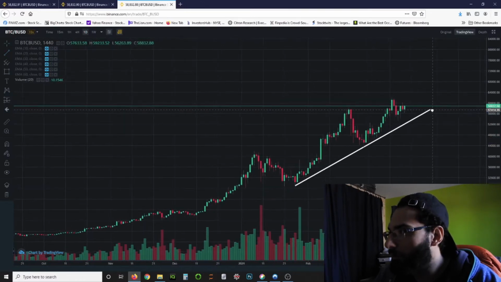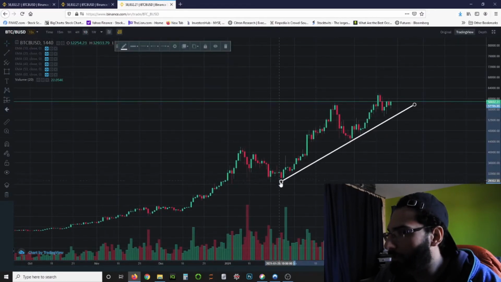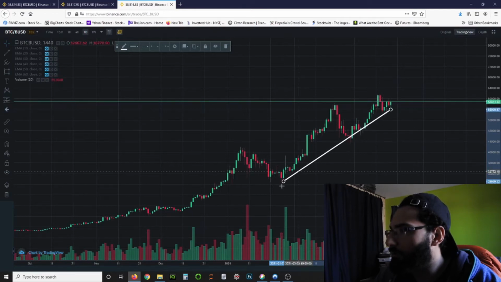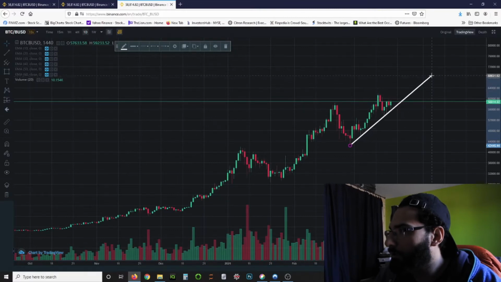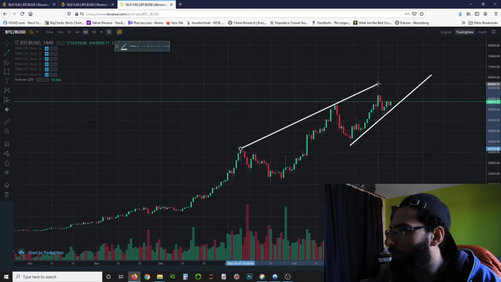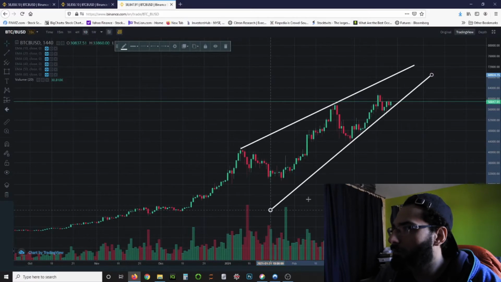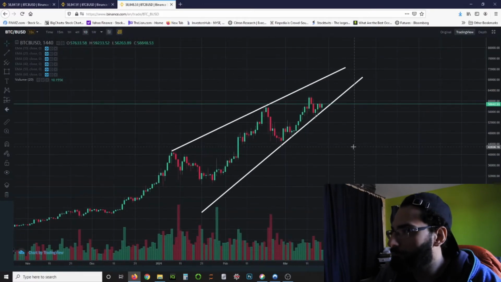Same rules apply. 3 touch points is a pretty strong indication of this line being significant. Right here we see 3 touch points. I like to go off the most recent touch points. That usually helps me quite a bit with the decision making process, and the same can be done with the upper part. Just like that. So these are our trend lines.